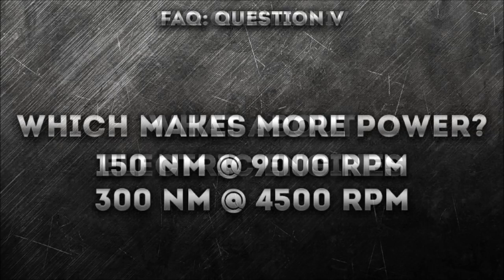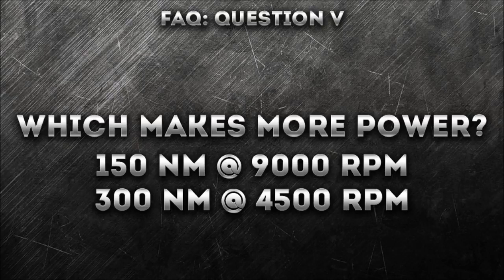Question number 5. Which makes more power? 150 Nm at 9000 RPM or 300 Nm at 4500 RPM? They make exactly the same amount of power. Power is energy over time, and the product of torque and RPM is exactly that. This product is the same in both cases, so they accelerate a hypothetical car equally fast, considering all other things being equal at that snapshot in time.